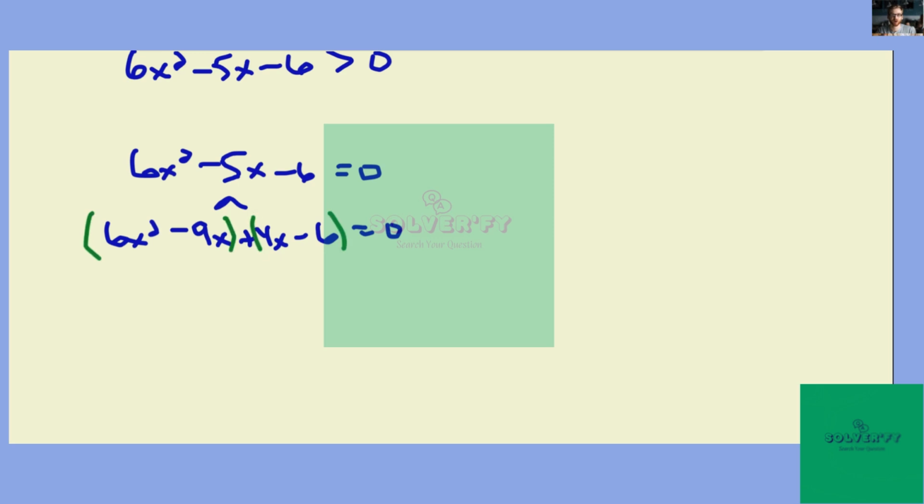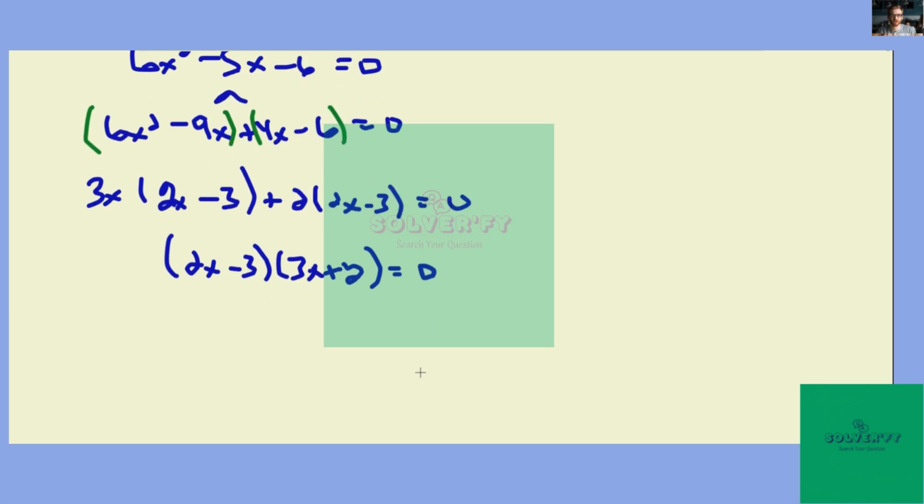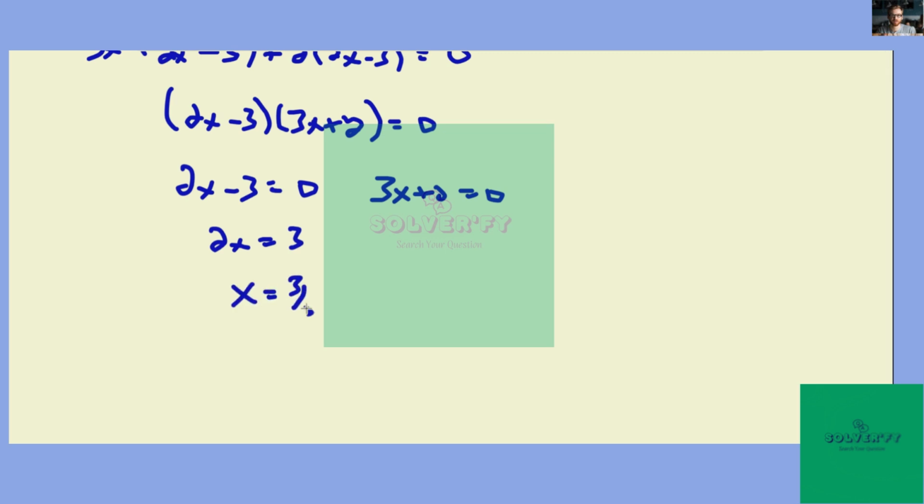From the first group, we could factor out a 3x, left with 2x minus 3. And then from the second group, we could take out a 2, left with 2x minus 3. Now we have a common 2x minus 3, and what we took out, 3x plus 2. And by the zero factor theorem, we can set each factor equal to 0 and solve. So 2x would equal 3, therefore x would be 3 halves. And divide negative 2 by 3, x is negative 2/3. This is when it's equals.